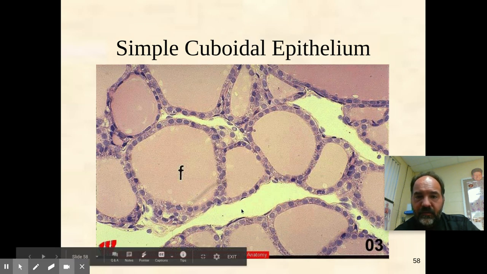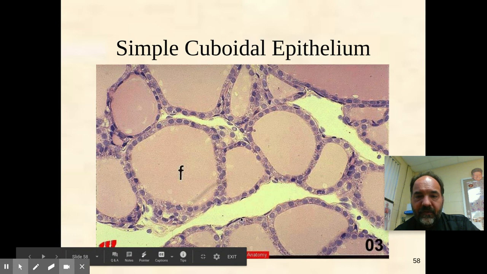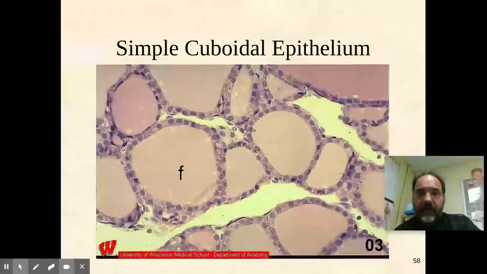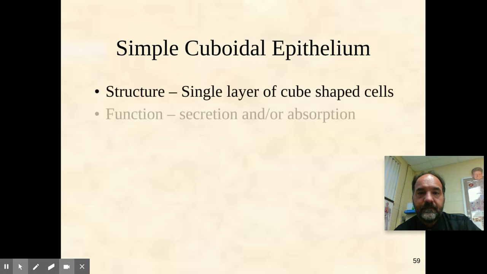As a side note, this would be a blood vessel or a capillary. You can kind of notice these flattened nuclei over here, those flattened nuclei of simple squamous epithelial cells lining these blood vessels. But if I showed you this picture on a test or a quiz, I want you to tell me simple cuboidal epithelium. The structure is a single layer of cube-shaped cells, simple, cuboidal.